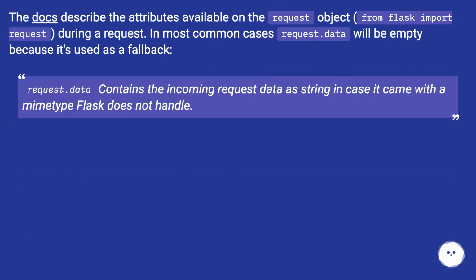The docs describe the attributes available on the request object, from flask import request, during a request. In most common cases, request.data will be empty because it's used as a fallback. Request.data contains the incoming request data as a string in case it came with a MIME type Flask does not handle.